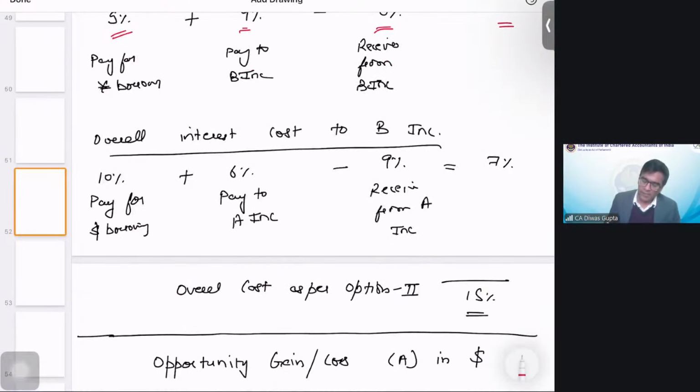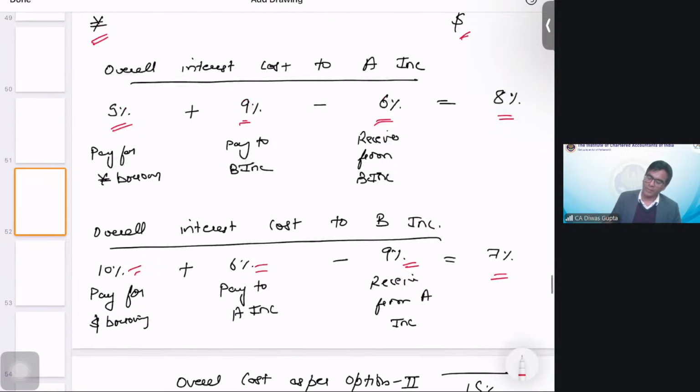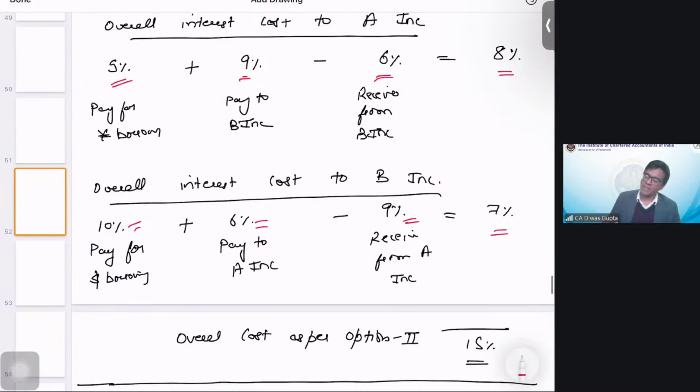And for B Inc. it will be 10% to the bank that B is giving, 6% will be paid to A Inc. and 9% is received from A Inc. So in a nutshell, 7% is their overall interest cost. Clear? So this 8 plus 7 is also 15. So this is their effective cost of borrowing, 8 and 7. Clear, students?